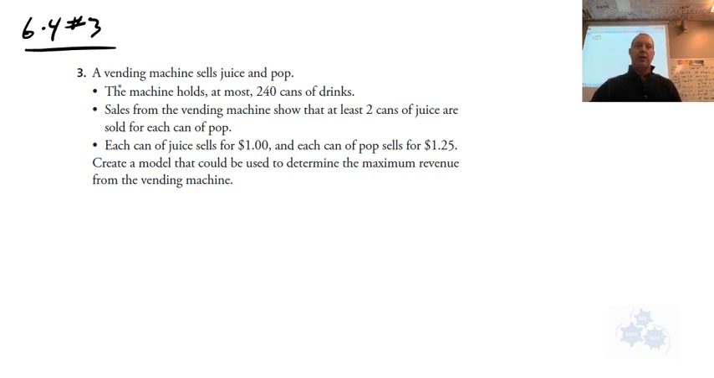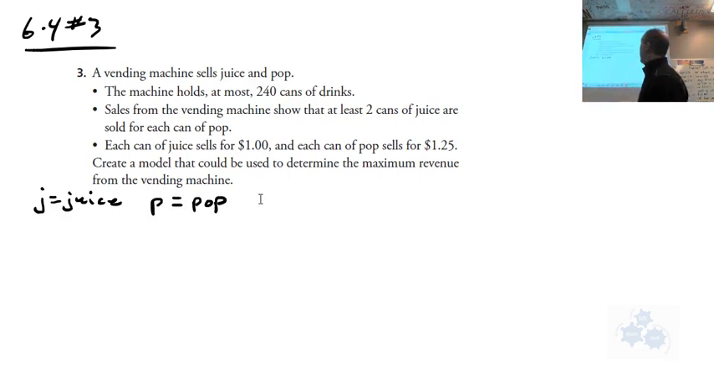All right, so a vending machine sells juice and pop. It would be a good idea to now identify our variables. Let J be juice and P be pop. That makes sense. Buttons are working now. Okay, and so let's start taking a look at how we can now develop our system.